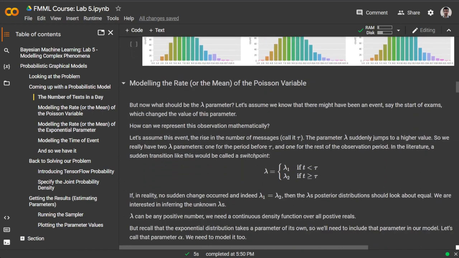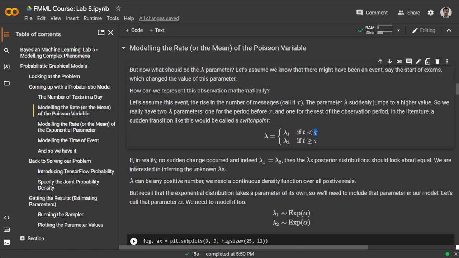So now let's try to figure out what this lambda will be. What we can say is that this lambda will be either lambda 1 or lambda 2, switching at some point t. Such a model is called a Bayesian Switchpoint model because we are trying to find out that position at which the value of the lambda changes.